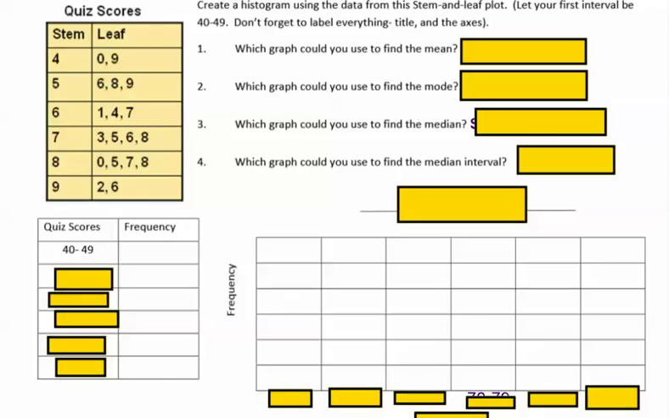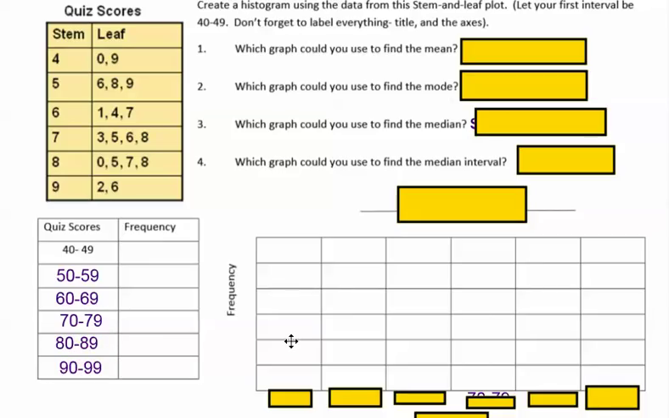So then let's continue making our intervals. Remember, they have to be same-sized intervals and we cannot repeat numbers. So if we finished at 49, we start at 50 and go to 59. Then the next one would be 60 to 69, then 70 to 79, 80 to 89, 90 to 99 will be our intervals. From there, we need to figure out our frequency.